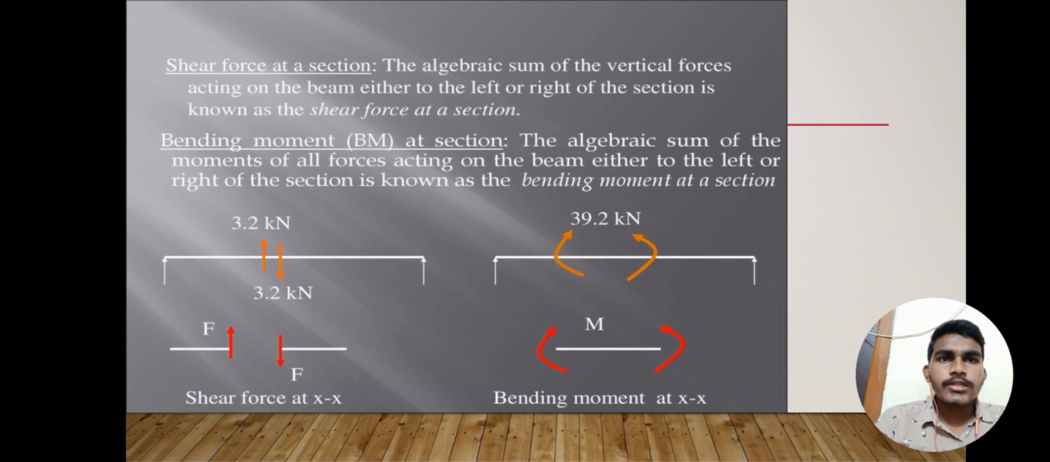And shear force at a section: the algebraic sum of the vertical forces acting on the beam, either to the left or right of the section, is known as the shear force at a section. Here you can see the shear force diagram at x. Bending moment at a section: the algebraic sum of the moments of all forces acting on the beam, either to the left or right side of the section, is known as bending moment at a section. Here you can see the diagram of bending moment at x.